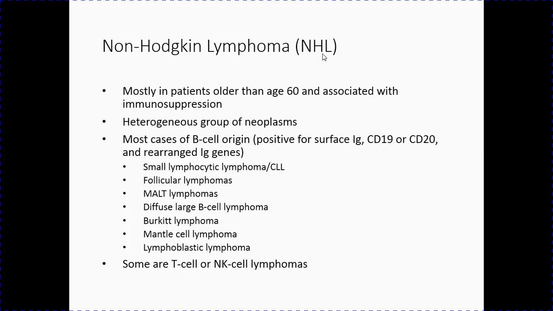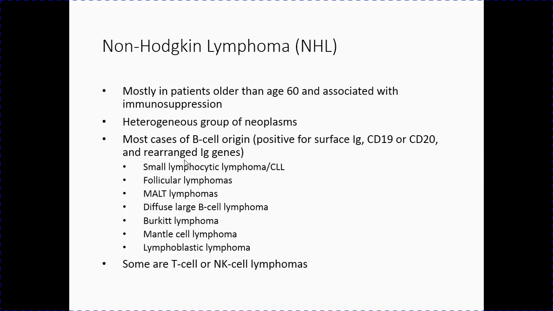They are a heterogeneous group of neoplasms, and most of them are clearly of B-cell origin. We're going to be able to identify immunoglobulins on the cell surface, making it can't be anything other than a B cell. We're also going to see some CD19 or CD20 positive immunophenotyping. We're also going to see that the malignancy of this is caused by gene rearrangement. So in non-Hodgkin's lymphoma, they know what the genetic mutation is. It's a rearranged immunoglobulin gene.